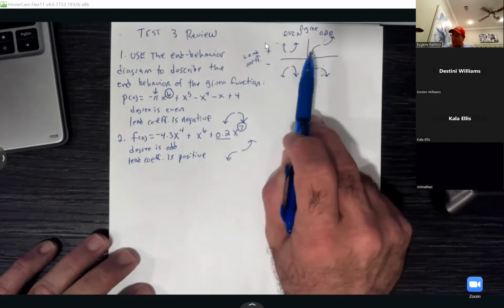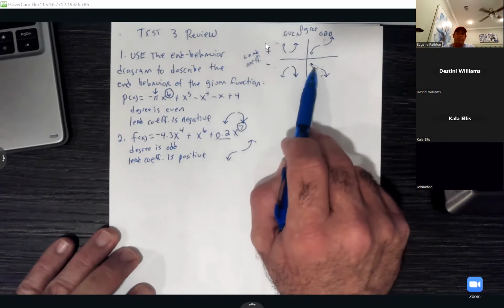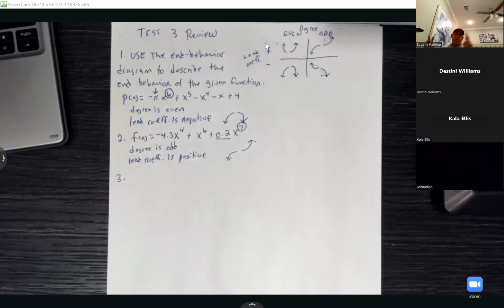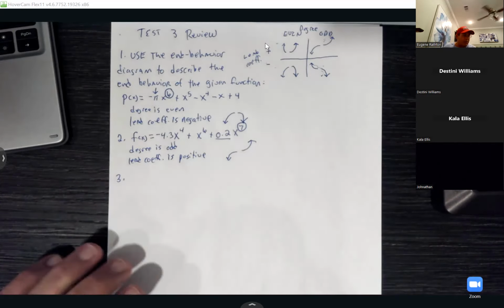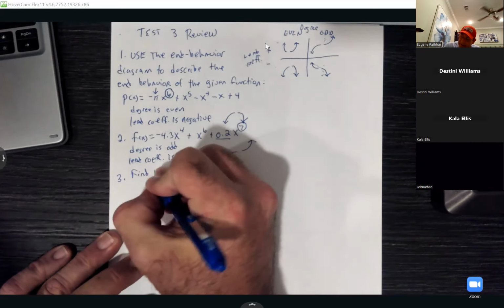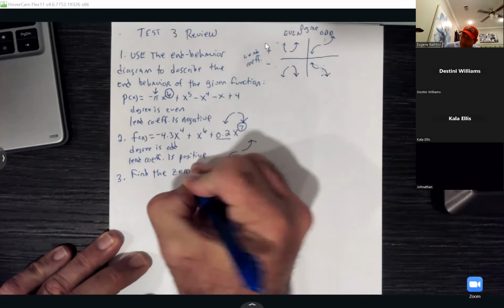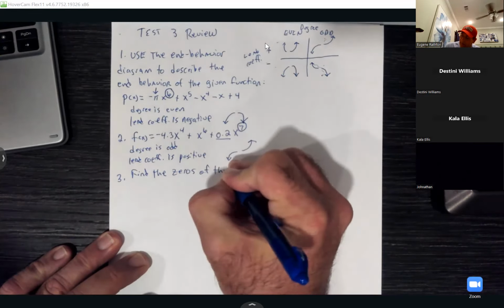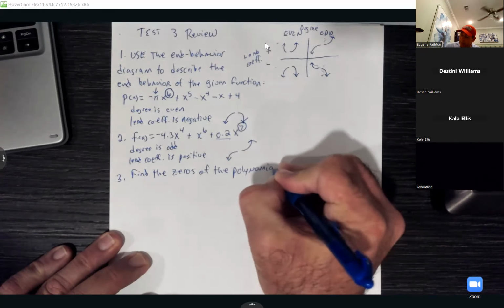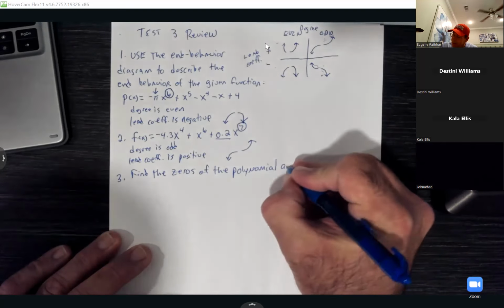All right, so remember the first two, have this in hand because that's what you're going by on those first two, okay? Now, for number 3, they start getting into the zeros. So number 3 wants us to find the zeros of the polynomial and the multiplicity of each.